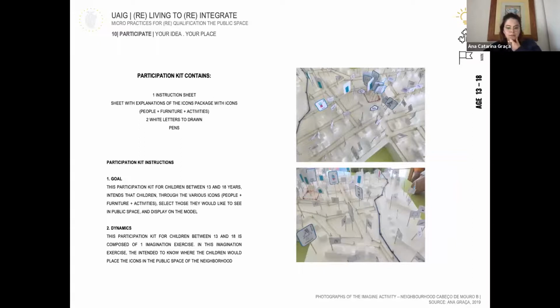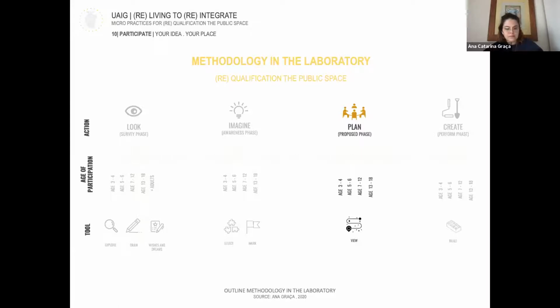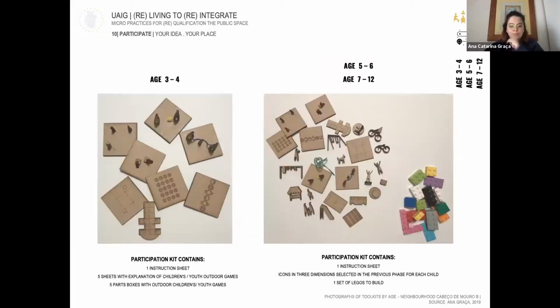This kit is composed of one imagination exercise. In this imagination exercise, the intent is to know where the children placed the icons in the public space of the neighborhood. The goal of the imagine activities is to get children and young people to think and make decisions about activities that occur in the public space and what is the best place in the public space for them. Let's now see the kits developed for the plan phase, where the tool used is to view.